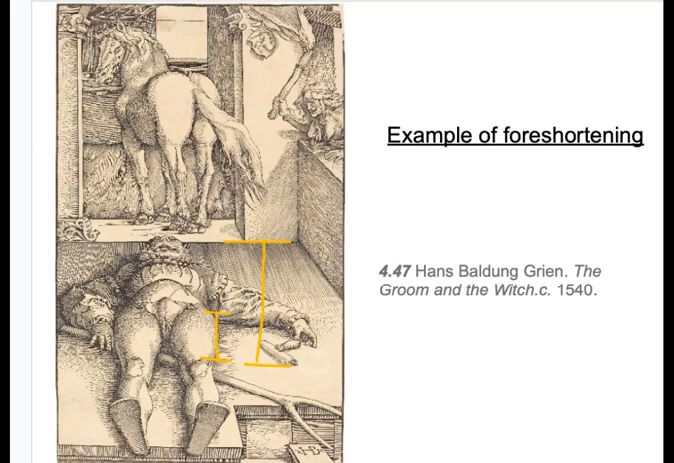So know that Hans Grien's The Groom and the Witch, this painting, or actually it's an etching, I believe, is an example of foreshortening. That's why it's underlined. It's probably going to be asked on a test. So you want to make sure you know that that particular work of art, sketch it out if you need to, describe it if you need to, is an example of foreshortening.